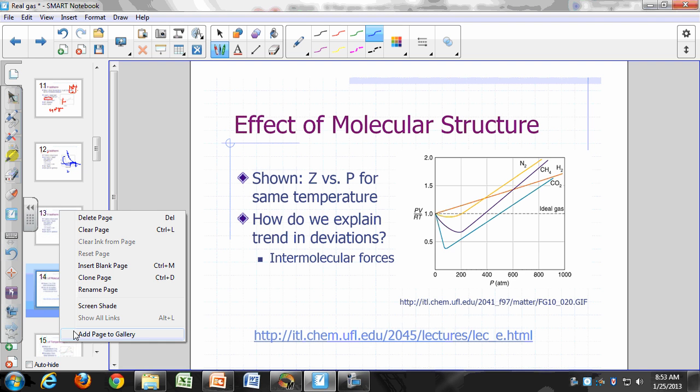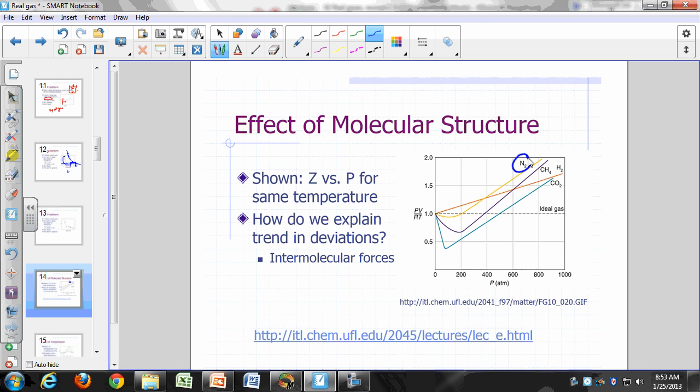All right. So what's the effect of molecular structure on your isotherms, on the Z? Well, here's a comparison of nitrogen, N2, CH4, H2, and carbon dioxide, all at the same temperature. So they have different isotherms. What do you notice at very low pressures? They all approach Z equals 1, right? But why does CO2 dip more than methane? And methane, CH4, dips more than N2. And then H2 doesn't even dip. This is, I believe, probably at 298 Kelvin.